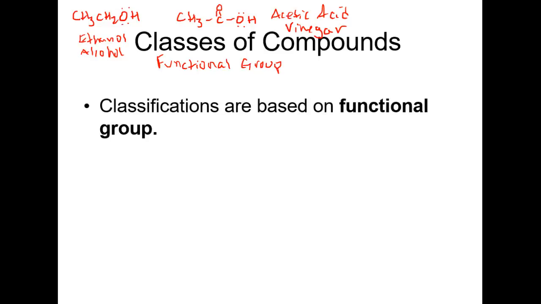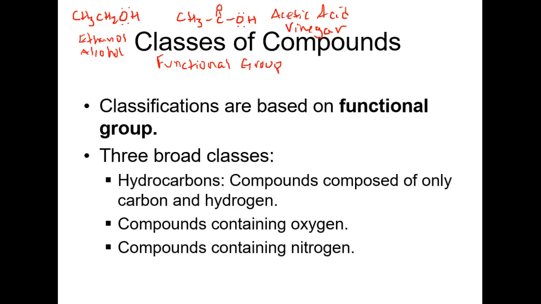So classes are based on functional groups. I just talked about that. There are three main classes. Hydrocarbons is the first one, which is just composed of carbons and hydrogens. There's ones that contain oxygens, and there's ones that contain nitrogens. Now, some do have sulfur atoms in them, but we're not going to talk too much about them. Also, halogens. I'm going to add halogens here because that's the class of compounds that we're going to be talking about a lot. These are just called alkyl halides, and we will talk about these a little bit.